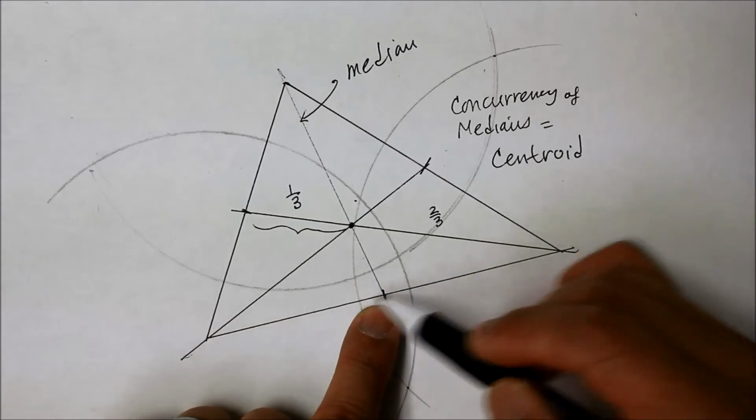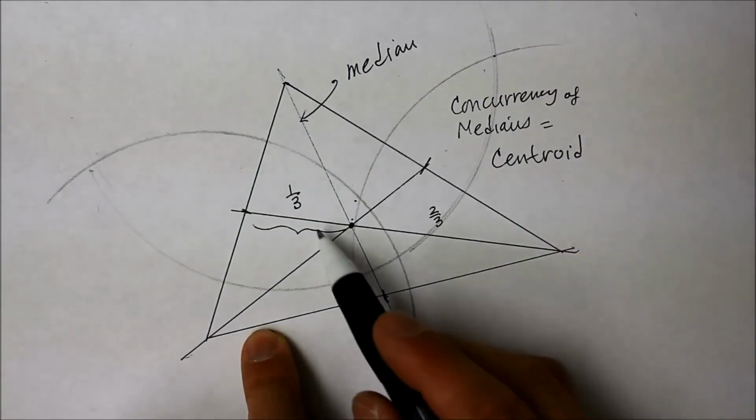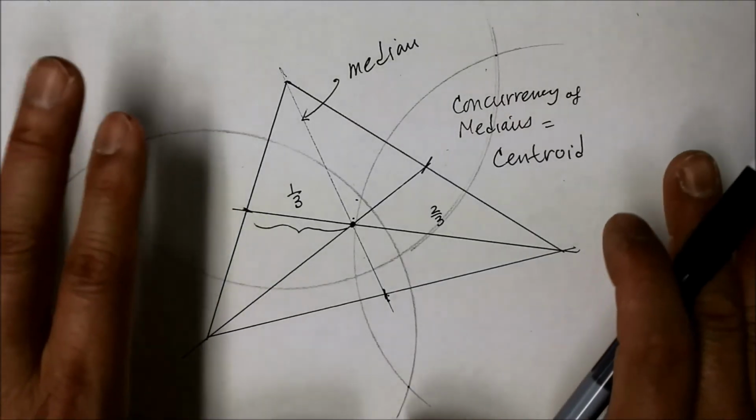The one to the median, the midpoint, is the 1/3. Okay? 1/3, 2/3. And that's all you need to know.